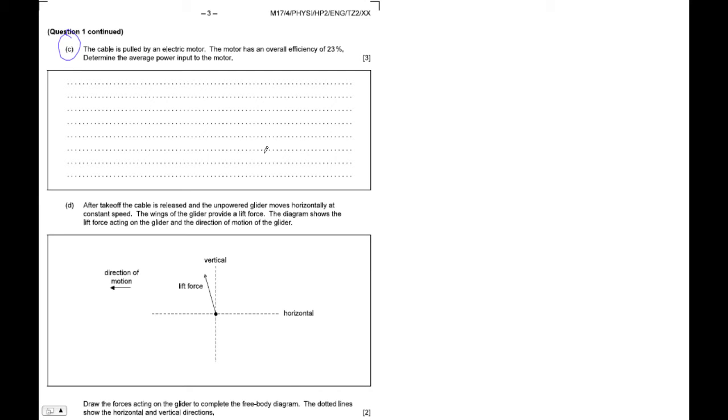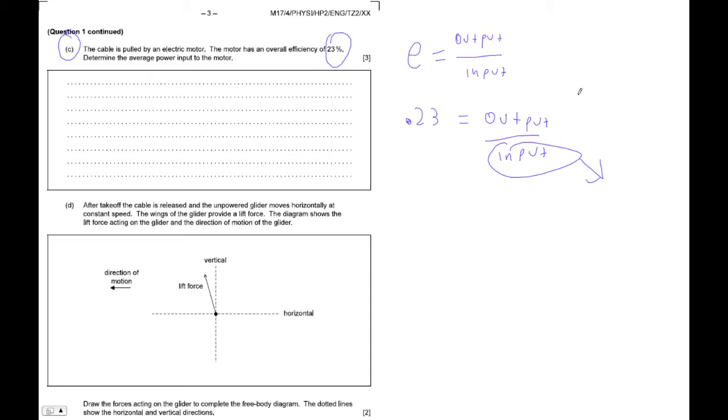Let's look at part C. Ultimately, at the root of this, the efficiency is going to be output over input. So 23% means that 0.23 is equal to the output over the input. Now, the input is what we're trying to find. That's the question. The output we have to calculate first. So maybe my first step is to figure out the power output.